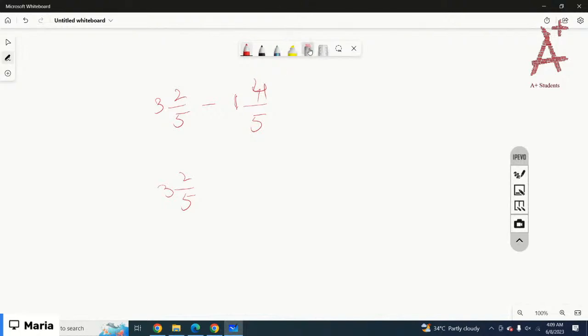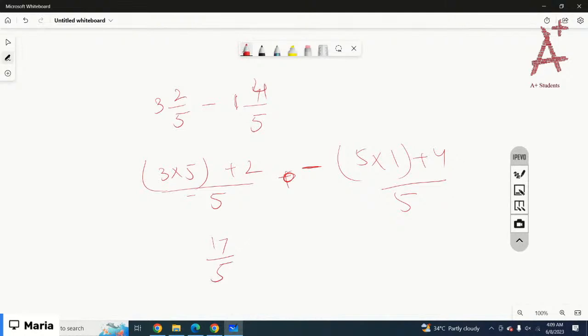Okay, you can solve them like this. Let's convert it into an improper fraction. 5 times 3, and plus 2, over 5. Then minus, sorry, you have to subtract 5 times 1 and plus 4 over 5. So it would be 5 times 3 is 15 and plus 2 is 17 over 5, and minus 5 times 1 is 5 and plus 4 is 9 over 5. Just subtract the numerators, 17 minus 9 is 8 over 5. Got it?